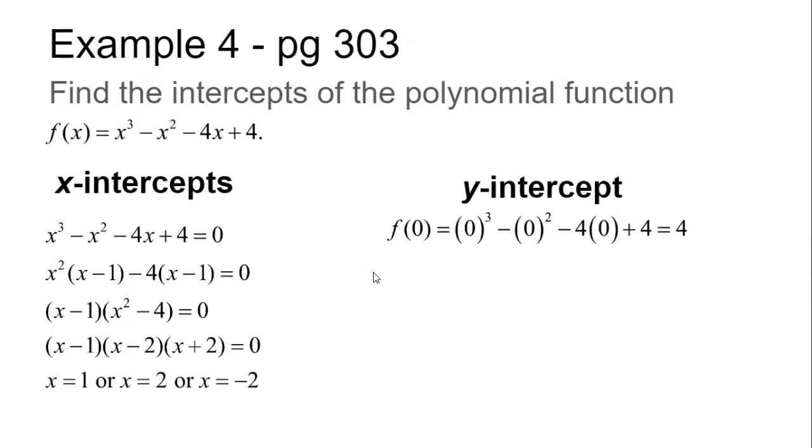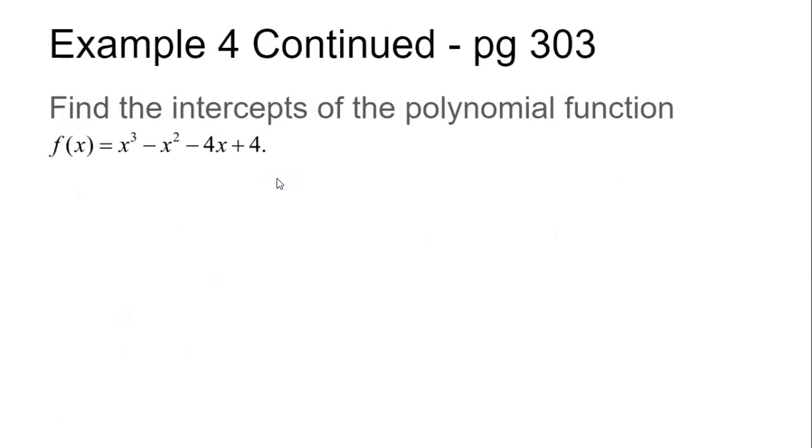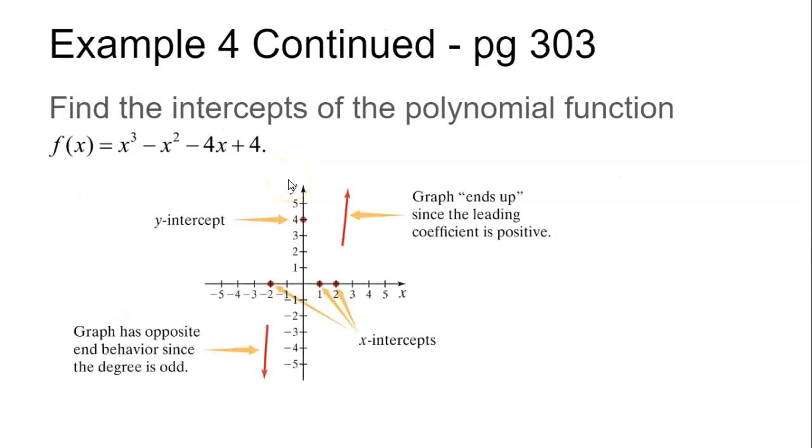And what this does, if we were to graph by hand, is give us an idea of how the function might look. So I know these are my x-intercepts, negative 2, 1, and positive 2. That's my y-intercept. And because of the degree of 3, I know what the end behavior should look like, and it's positive. So I know it should start going to negative infinity, and then it should end going to positive infinity because the leading coefficient is positive.